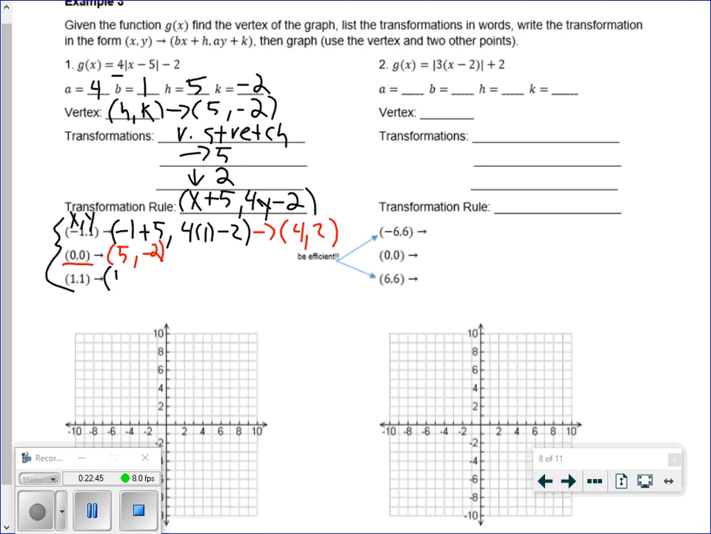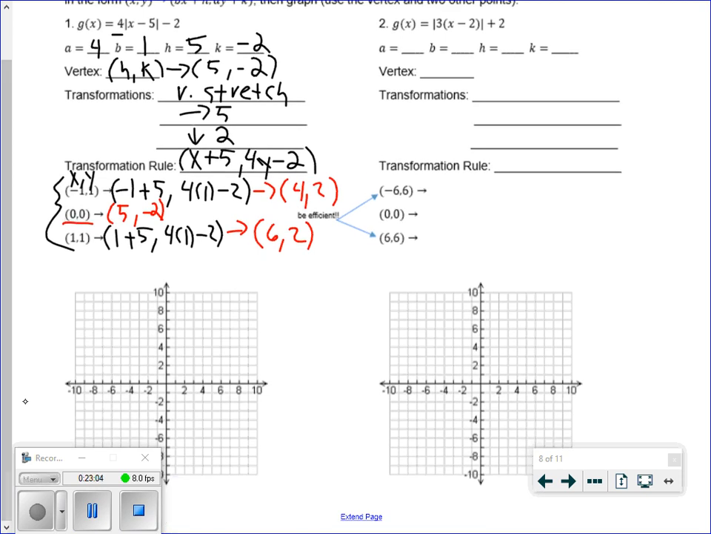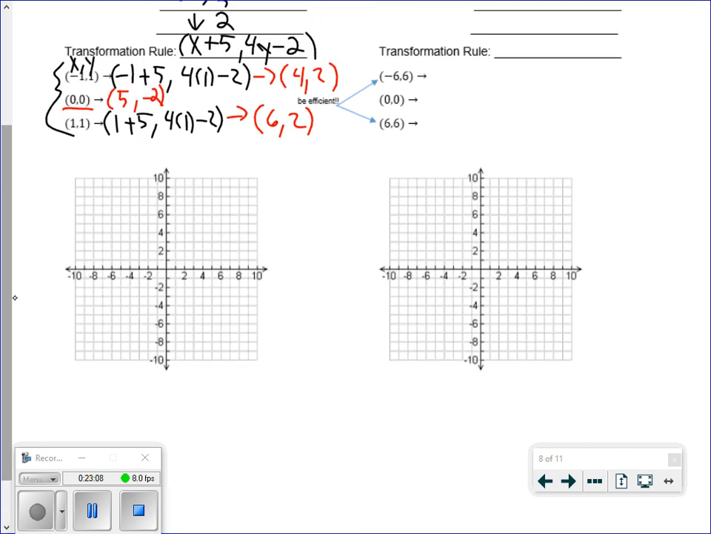For 1, 1, we're going to plug in our x and y into the equation. 1 plus 5, 4 times 1 minus 2. You plug that in, we get 6, comma 2. All right. So now we have our reference points, or sorry, transform points. We're going to go ahead and plot them and figure out our new transform function. So we have 4, 2, 5, negative 2, and 6, positive 2.